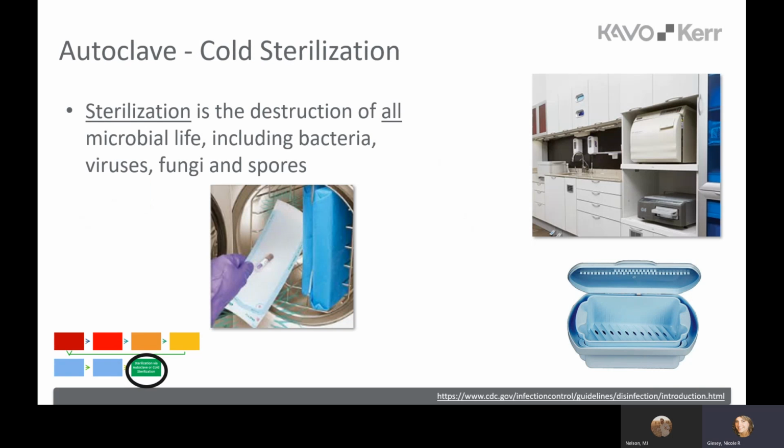Speaking of the autoclave, when sterilization occurs in the autoclave, of course, it's the destruction of all microbial life, including bacteria, fungi, viruses, and spores. So there's two ways to achieve this: through autoclaving, which you can see on the right side with that Statim on the bottom and the autoclave on top. And then also cold sterile, which is the bin on the right side.